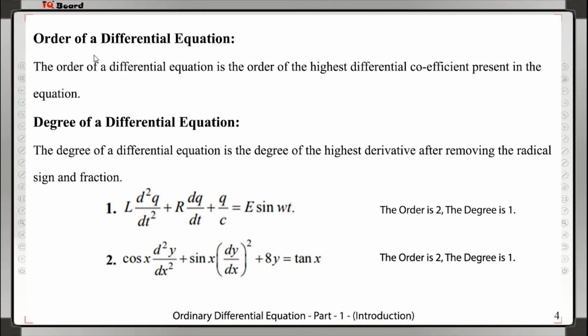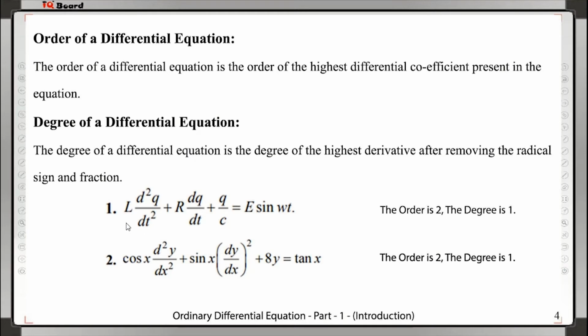Now order and degree of differential equation. The highest differential coefficient present in differential equation is known as order of differential equation, and the power of highest derivative after removing the radical sign and fraction is known as degree of ordinary differential equation.